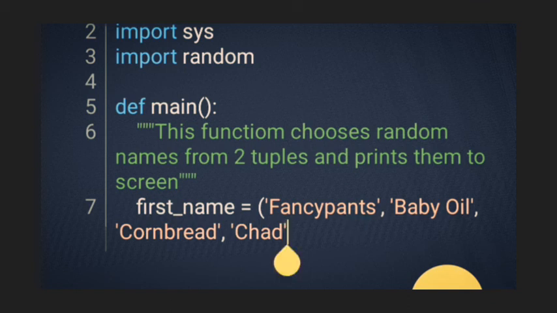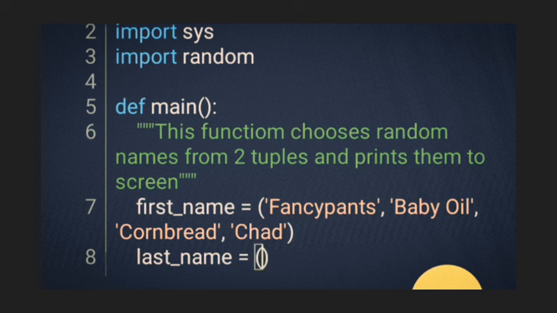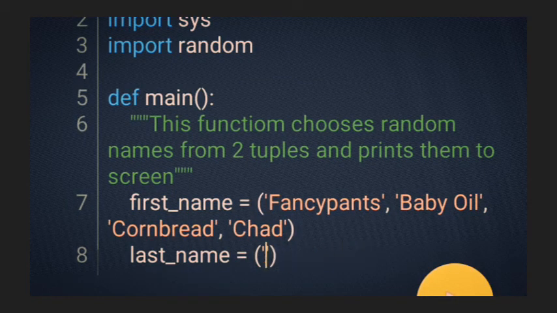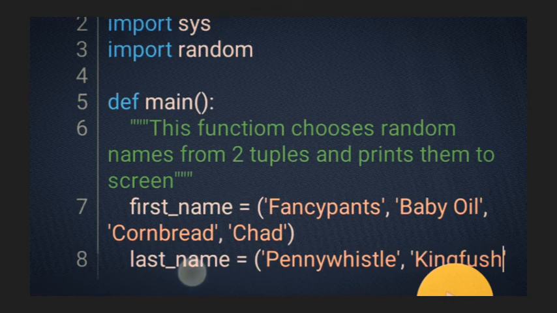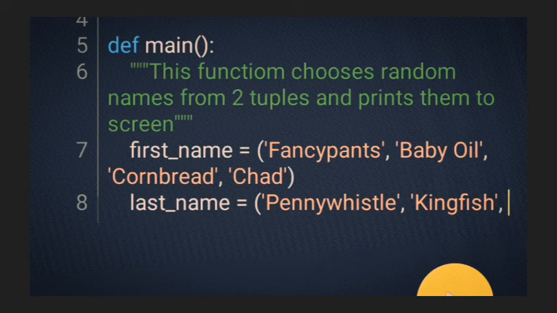The last thing we of course want to do is we also have a child. We also want to have a last name, and we have to also select from a variety of last name options to pick from. Remember, a tuple is like a list of names, so you could just have penny whistle, kingfish. You want to make something really cool.